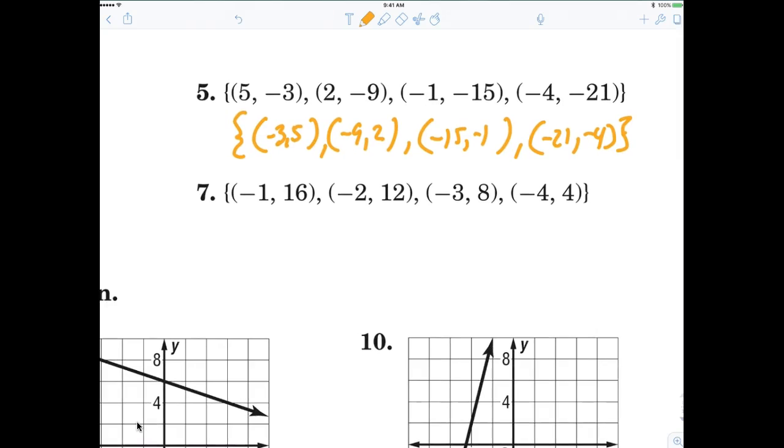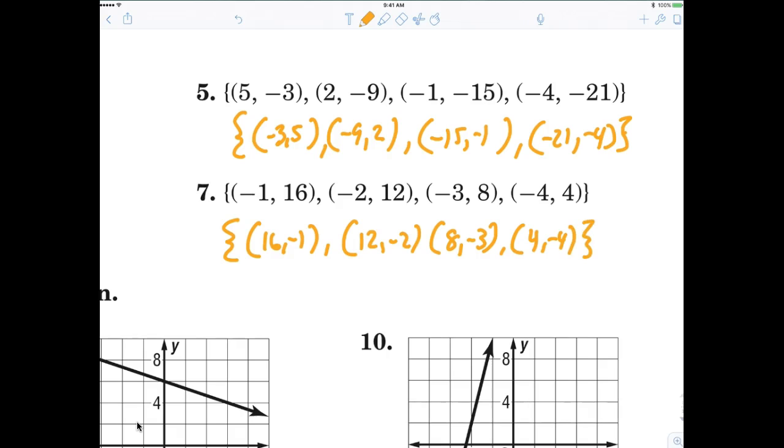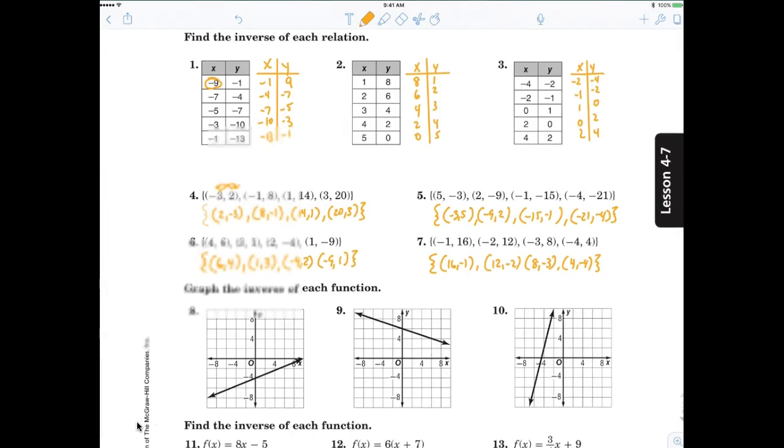All right, number 7. 16, -1, 12, -2, 8, -3, 4, -4. Anybody have any questions with that? Again, one last time. Anytime you want to find the inverse, you just have to switch the x and y.